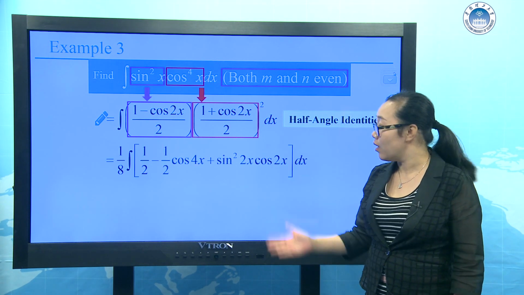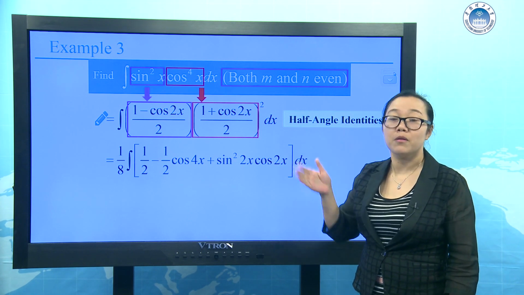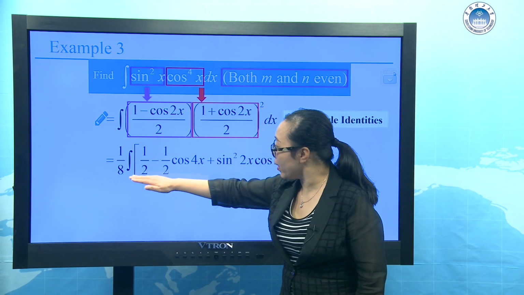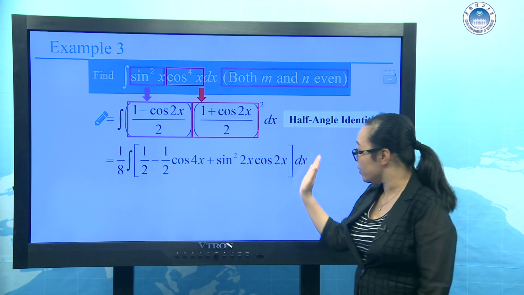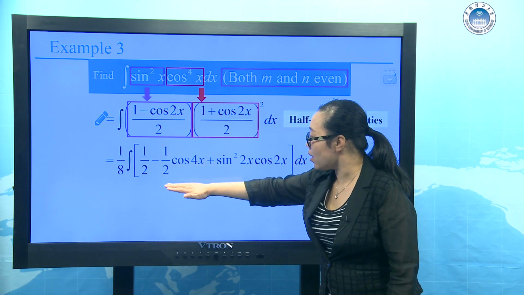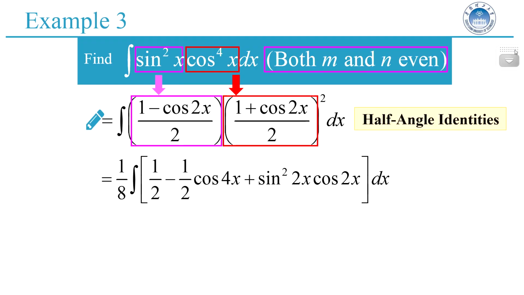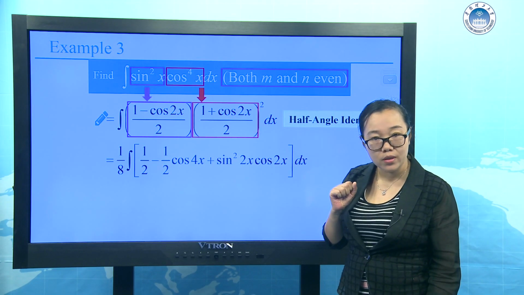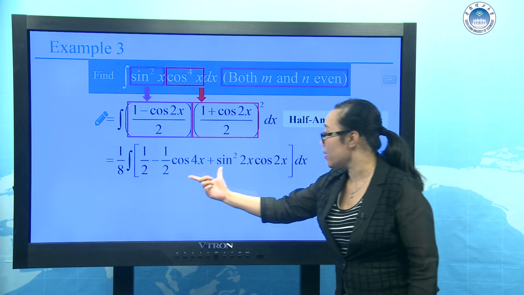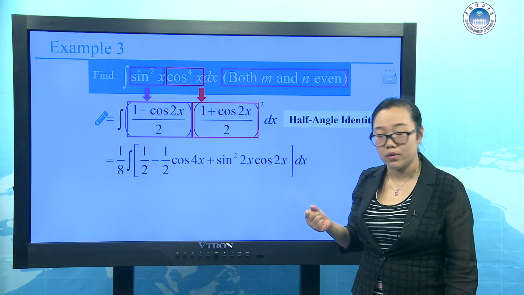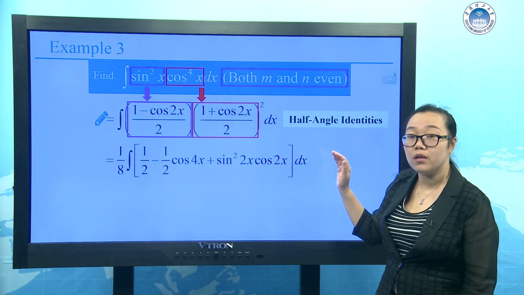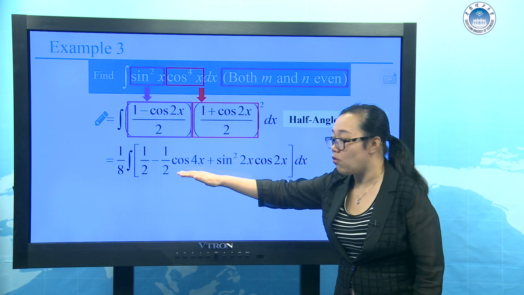So now we write it in this form. You can do this step by step. 1 over 8 times the bracket: half minus half cosine 4x plus sin double x squared times cosine double x dx. Pay attention to every term. Half is a constant. We can write it as half x. The second term, half, taking out cosine u du times 4 over 4.